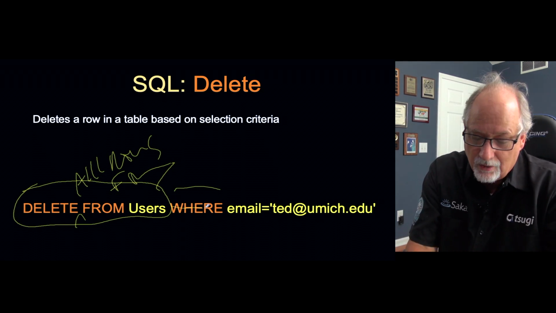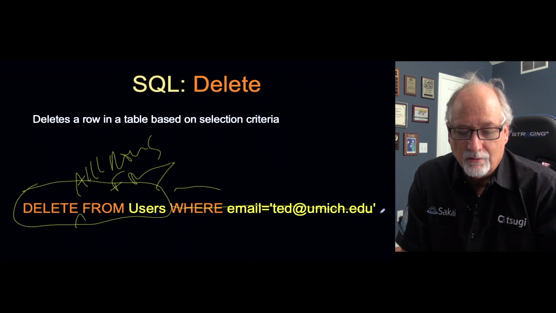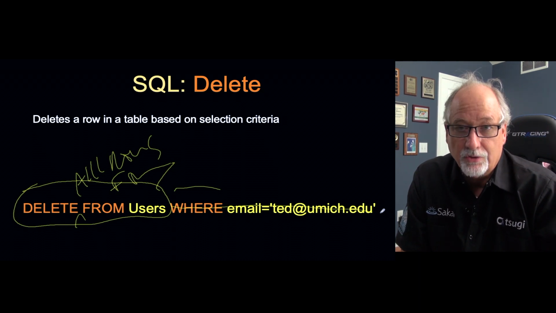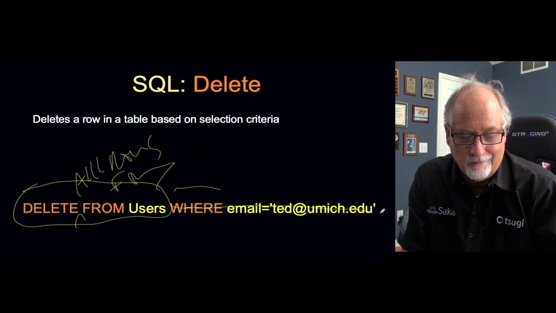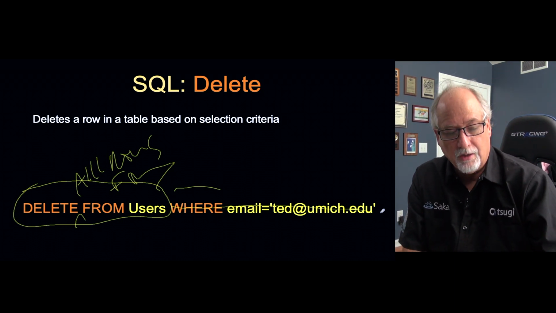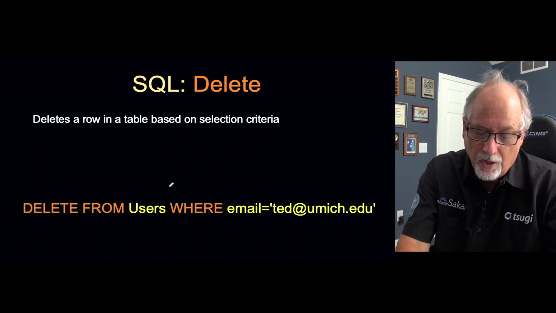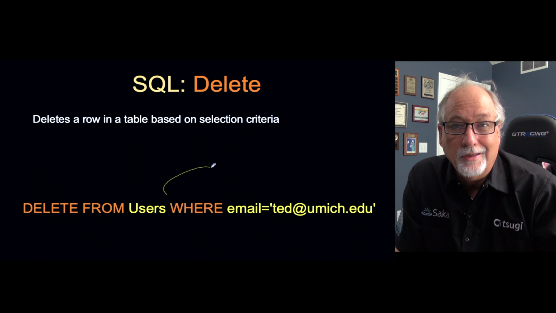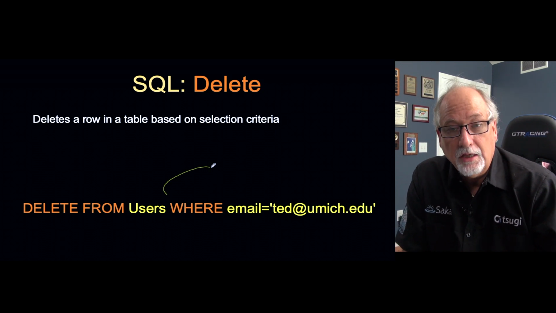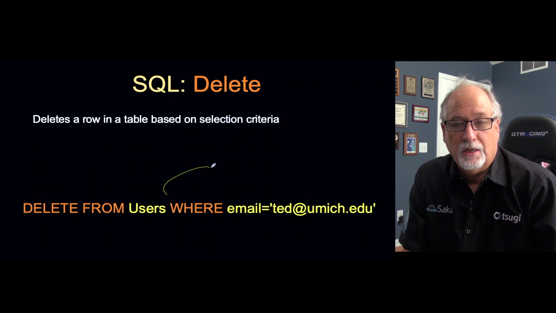So if you don't put that where clause on, it actually deletes everything in there, because it's like delete all the rows from users. That's the way you can kind of phrase it. Now the all rows part isn't really there, but that just means that it's really important to have a where clause so that you're not actually deleting all the rows. It's saying delete all the rows from users where the email is equal to ted@umich.edu.